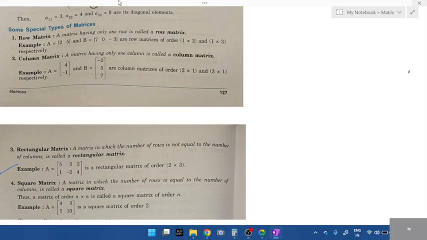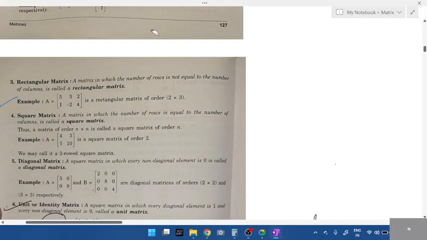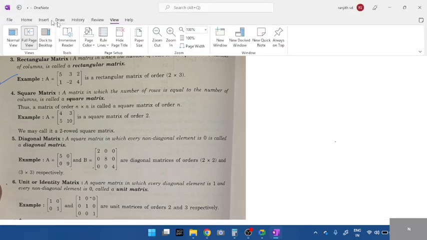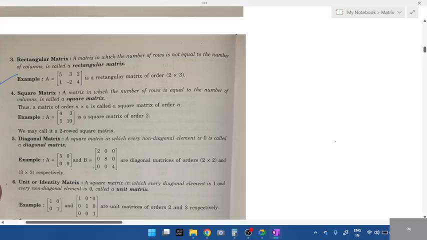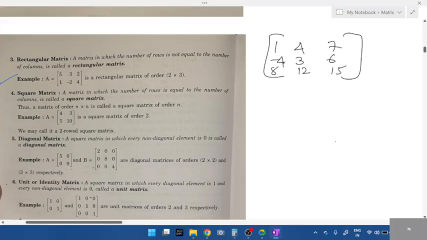Okay, we know what a diagonal element is, students. Diagonal element is different. Diagonal matrix is different. Don't get confused. I'll explain the difference between diagonal element and diagonal matrix. When it comes to diagonal element, everything will have a number, students: 1, 4, 7, minus 4, 3, 6, 8, 12, 15. This is an element. Everything has a number, right? Nothing is zero here.